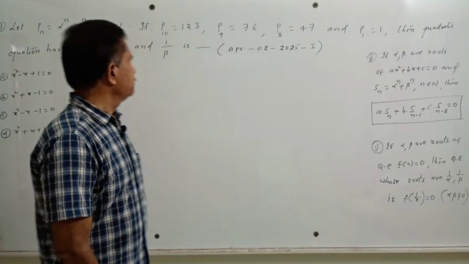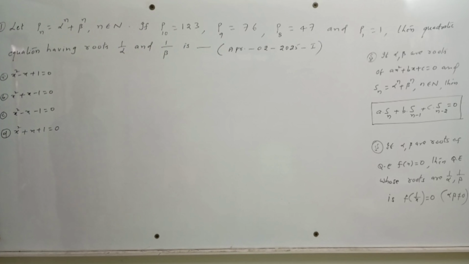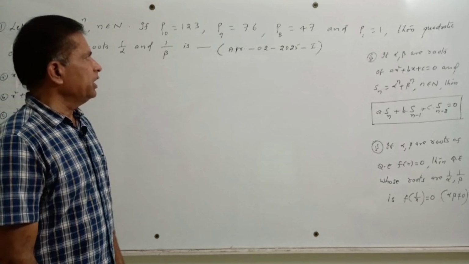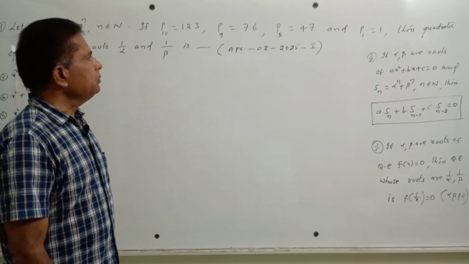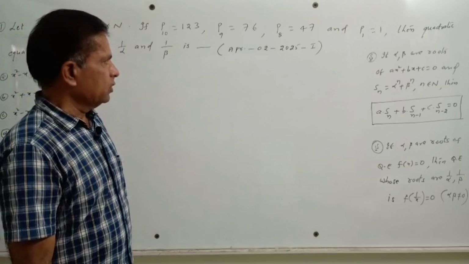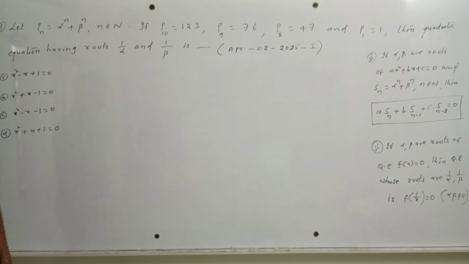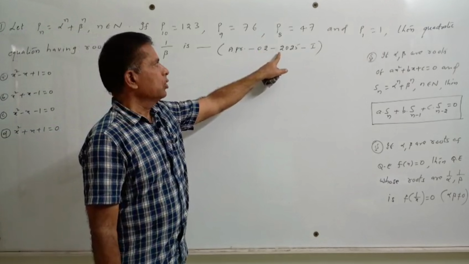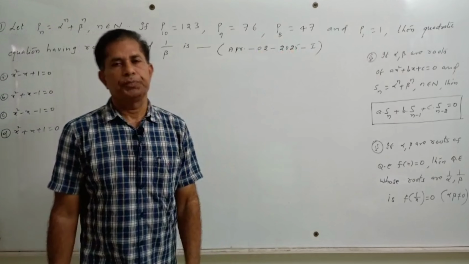See one PYQ. Let Pn be equal to alpha to the power of n plus beta to the power of n, n belongs to capital N. If P10 is equal to 123, P9 is equal to 76, P8 is equal to 47 and P1 is equal to 1, then the quadratic equation having roots 1 by alpha and 1 by beta is. This problem was given on April 2nd, 2025, shift 1.